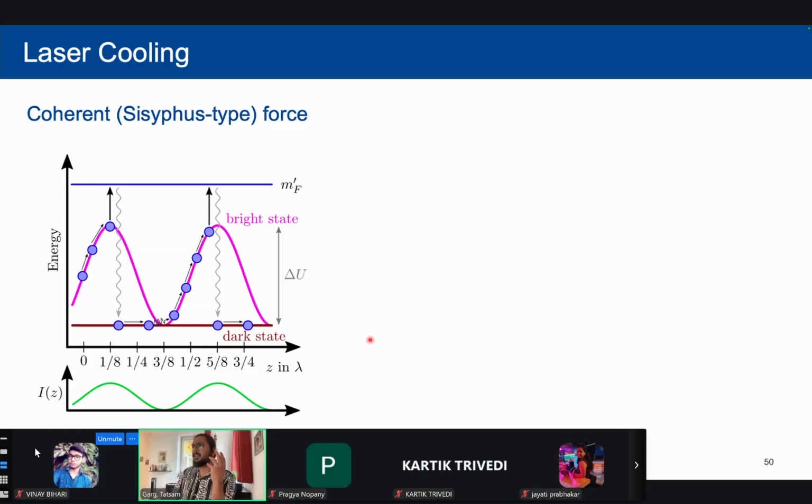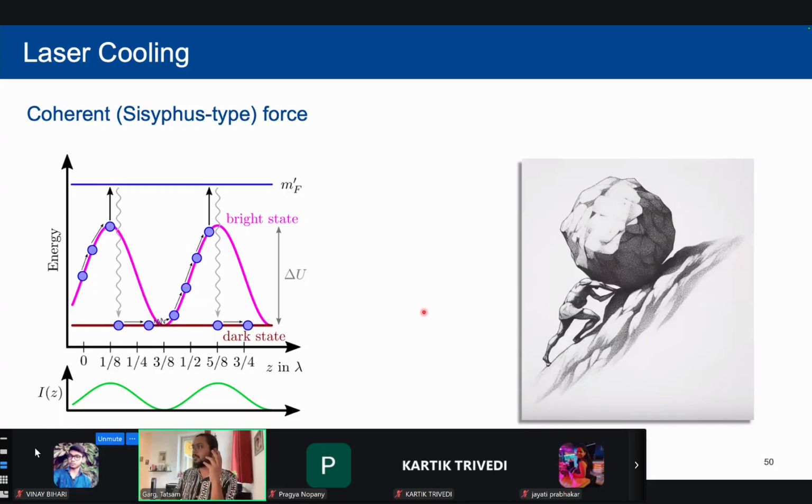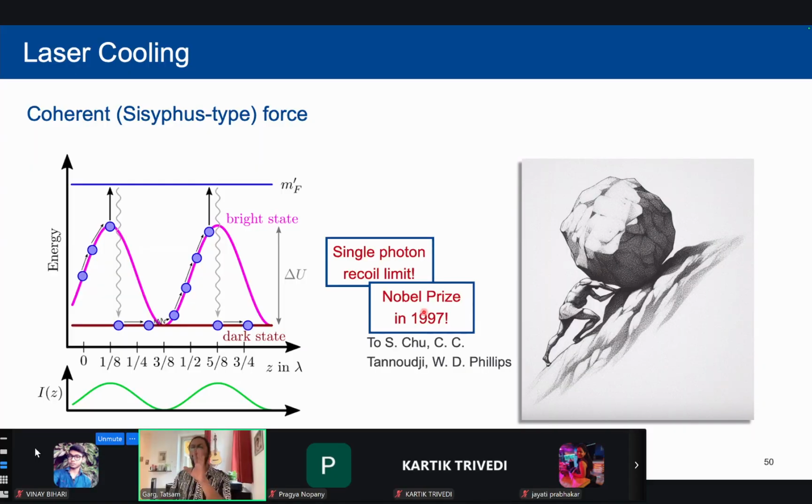Okay, so it's like your atom has to kind of infinitely climb a hill, right? If you think about it, it's almost like the myth of the Greek mythological figure Sisyphus, who was condemned to roll this rock up a mountain infinitely. This is a very powerful technique, and you can reach speeds corresponding to the momentum contained in a single photon. This corresponds to 1 microkelvin level temperatures. This is very, very cool, and it earned a Nobel Prize in 1997 to Steven Chu, Claude Cohen-Tannoudji, and William D. Phillips for observing this and explaining the mechanism behind it.